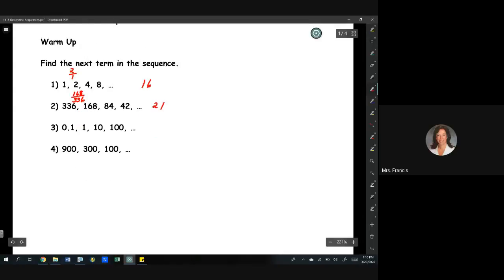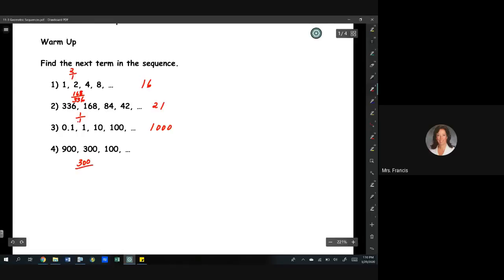1 divided by 0.1, or 10 divided by 1, or 100 divided by 10 gives me 10. So the ratio, again, you can do this in your calculator if you want, right? 1 divided by 0.1 is just 10. So my common ratio here is 10. 100 times 10 gives me my next term of 1,000.